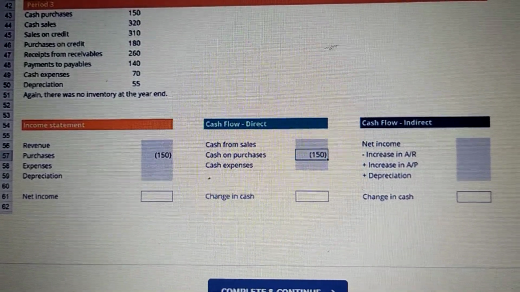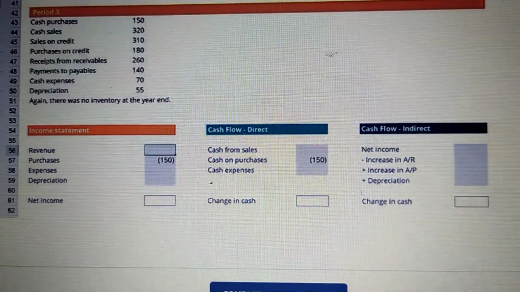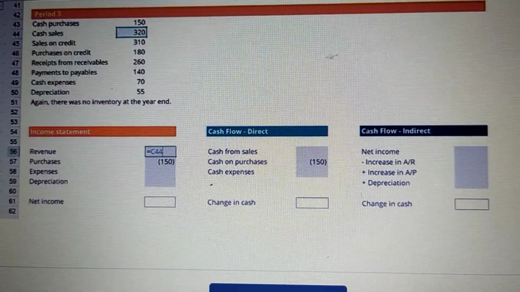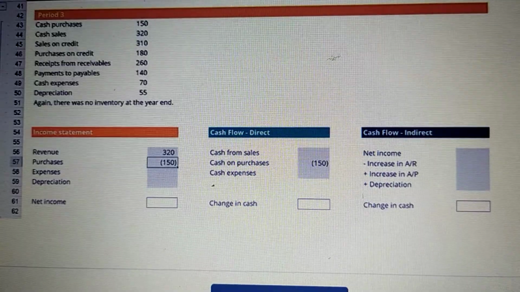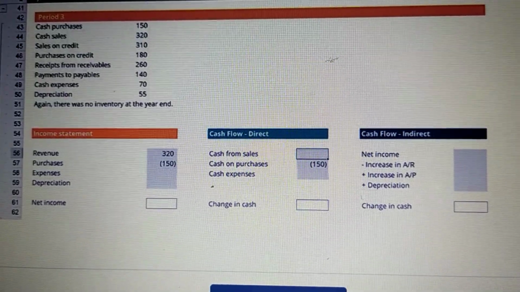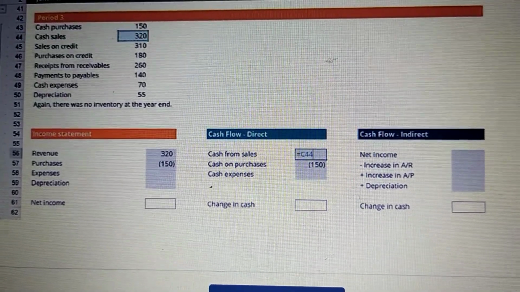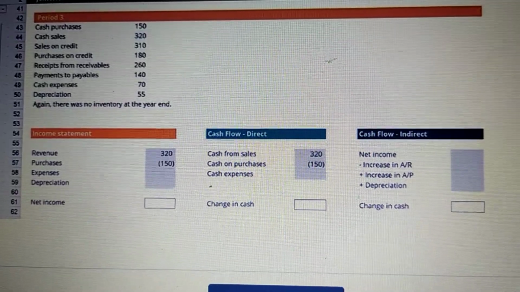Next, the company has cash sales of 320, which we record as revenue on the income statement, and which we record as cash from sales on the direct cash flow statement.